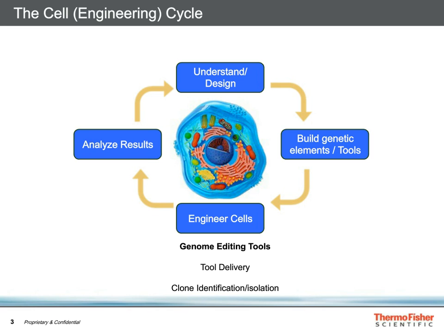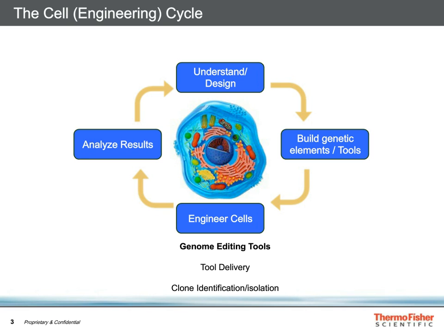Efficiency does rely oftentimes on efficient delivery of those tools into the cell. And then one of the major pain points here is how do we identify and isolate the properly edited clone. As I hope you'll see, increasing the efficiency of the tool, creating the double-stranded break, and then the efficiency of delivery will then make the identification of that final clone less painful.